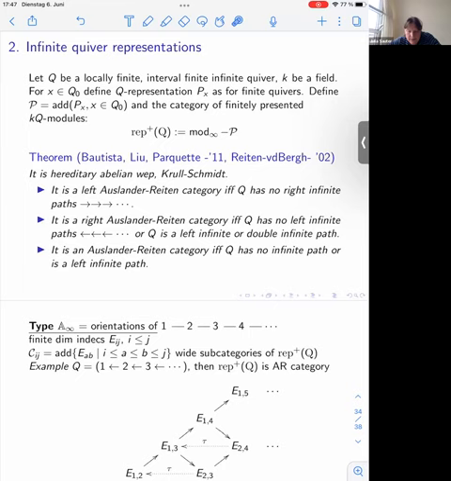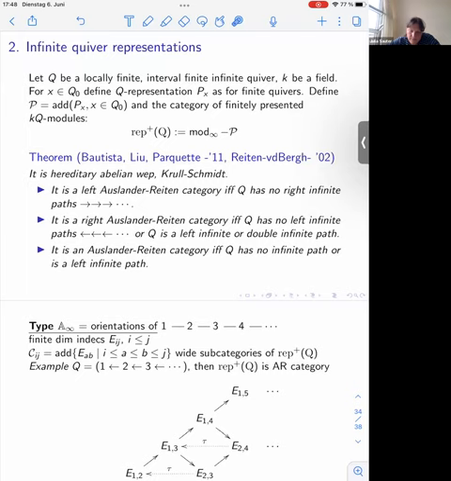And then Bautista, Liu, and Paquette studied Auslander-Reiten theory for it. Basically, you have only a one-sided version in general, depending on if you find a path like that or the other way around. But it doesn't matter. It's good enough for our purposes. One can still write down the Auslander-Reiten quiver if you have only right Auslander-Reiten or left Auslander-Reiten theory. It's still good enough for us.